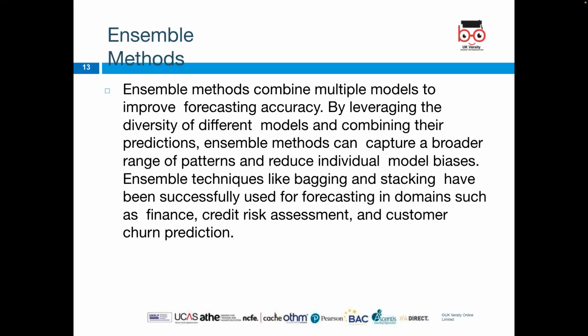The next one is ensemble methods. Ensemble methods combine multiple models to improve forecasting accuracy. By leveraging the diversity of different models and combining their predictions, ensemble methods can capture a broader range of patterns and reduce individual model biases. Ensemble techniques like bagging and stacking have been successfully used for forecasting in domains such as finance, credit risk assessment, and customer churn prediction.